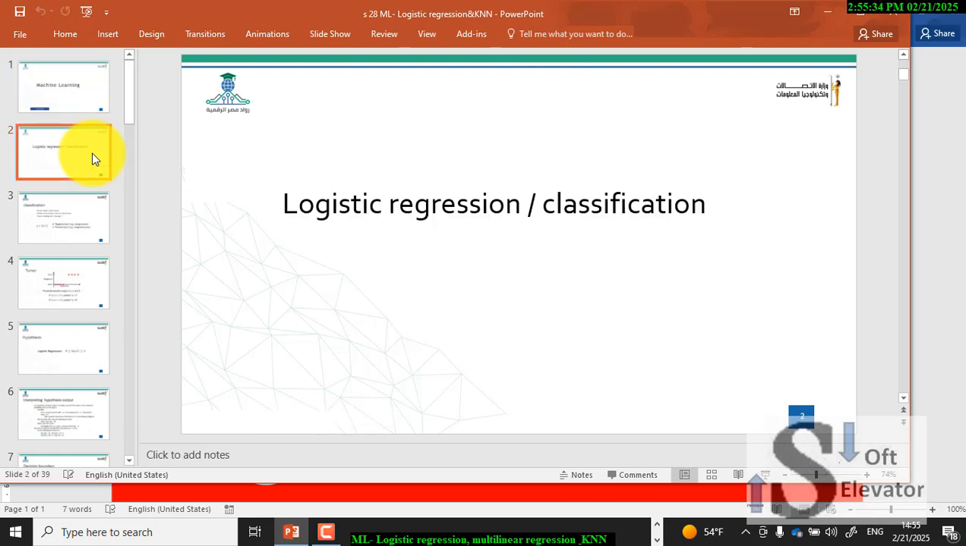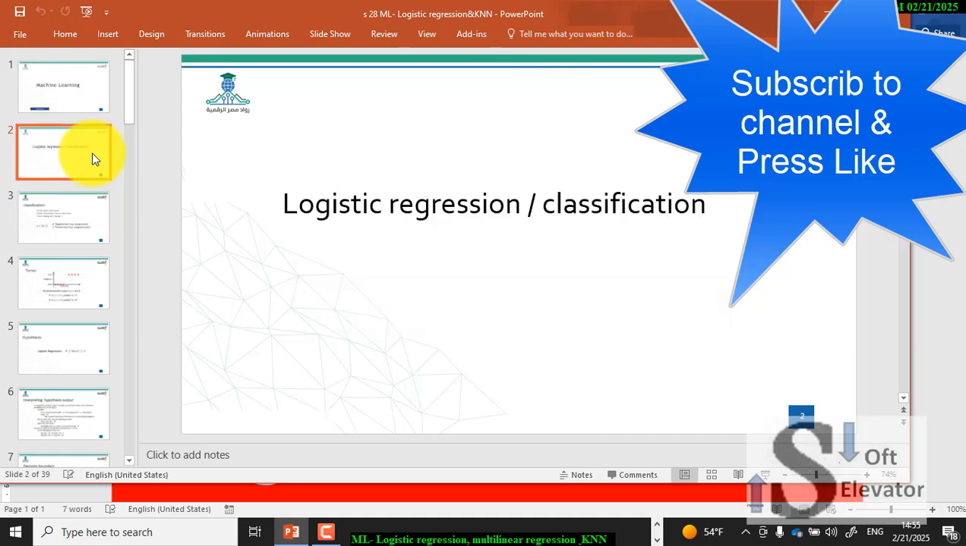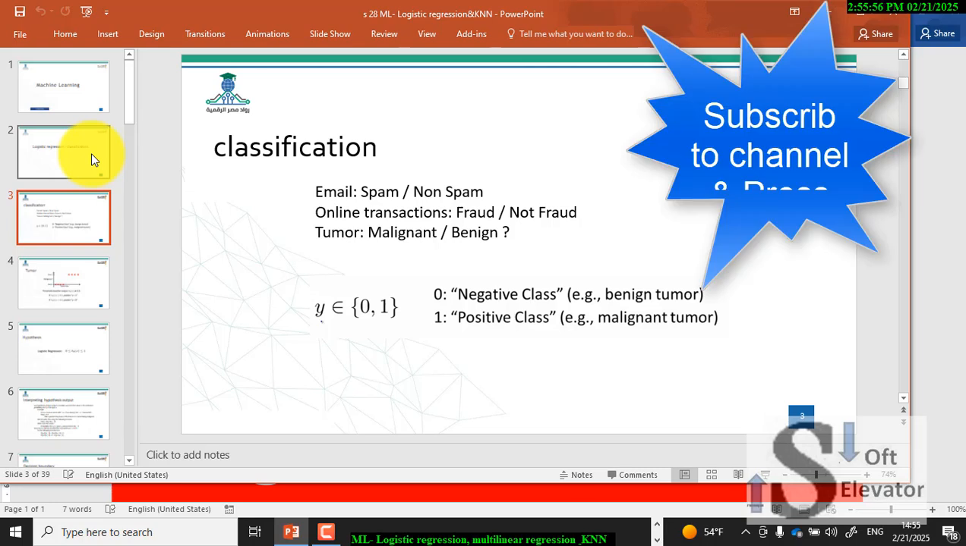So, logistic regression and classification. Logistic regression is not like linear regression. It's like 0 and 1, a true or false regression. So we are going to classification, like email spam or non-spam, online transaction fraud or not fraud, and so on. So we have two options here, true or false, or 1 or 0.